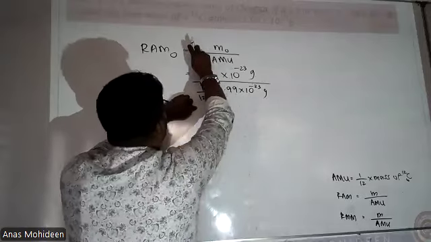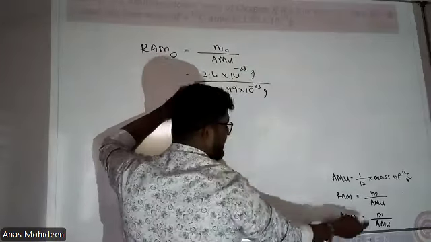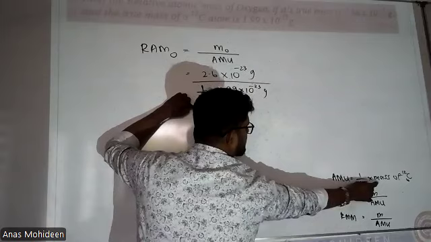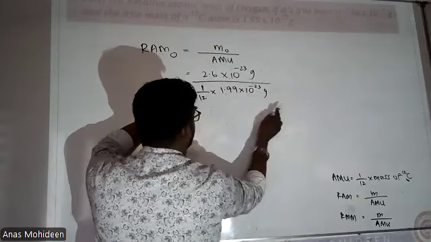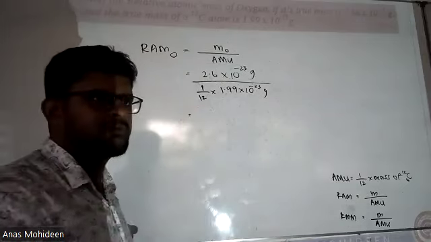2.66 divided by the atomic mass unit. It is not given directly, but it is giving you the mass of carbon-12. So you have to take it as 1 over 12. Can you simplify this?